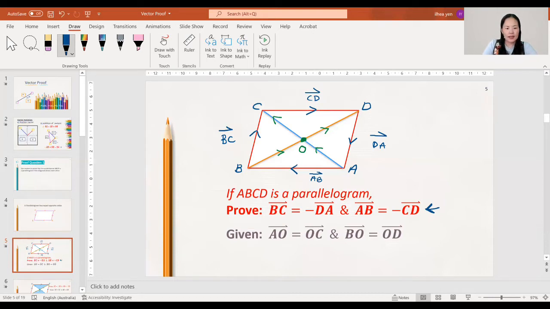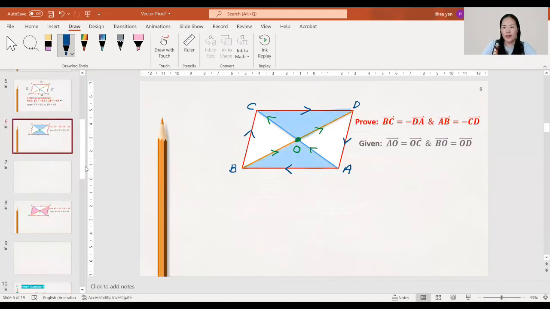So let's have a look at that. First, I'm going to prove that vector AB is equal to, opposite to vector CD. I'm going to prove this using these 2 blue triangles here. I know it looks like a parallelogram, but at the moment, we don't know if it's a parallelogram or not. We can't just assume that until we prove it. Vector AB, so that's this one, plus vector BO equals vector AO.